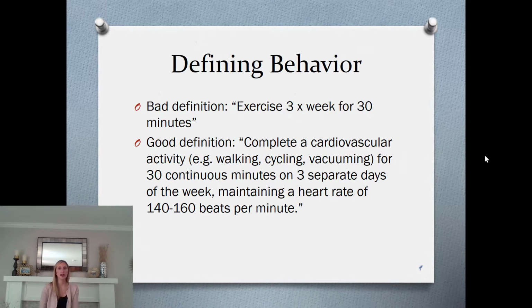So here's another example. A bad definition of exercise would be exercising 3 times a week for 30 minutes. So I've come up with a better definition. The definition would be complete a cardiovascular activity, for example, walking, cycling, or vacuuming, for 30 continuous minutes on 3 separate days of the week, maintaining a heart rate of 140 through 160 beats per minute. So hopefully you can see that this second definition is so much better than the first one.